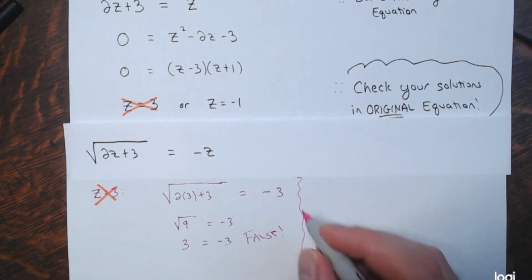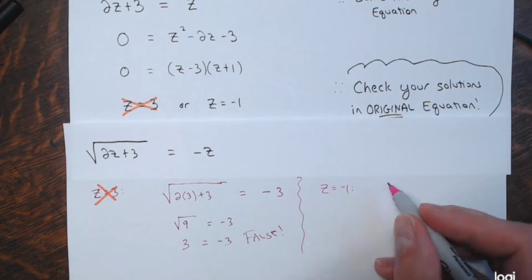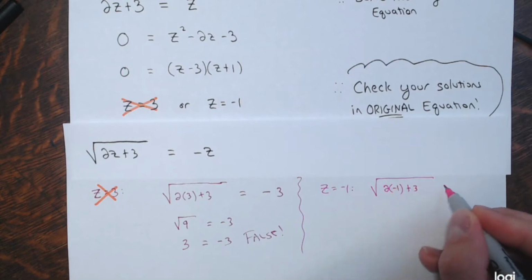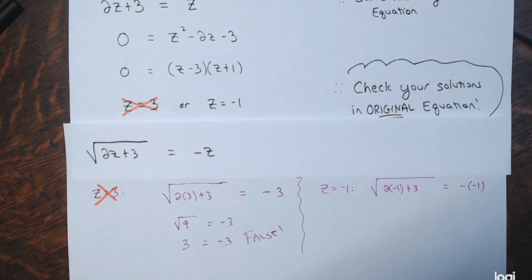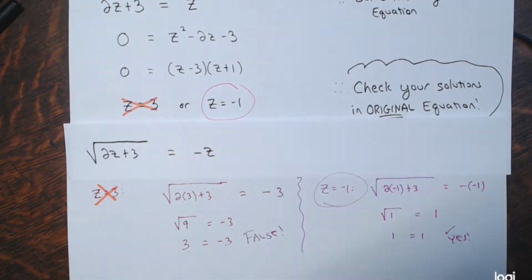Let me check the other one, negative 1. We'd have the square root of 2 times negative 1 plus 3 equals negative 1 times negative 1, the opposite, minus z. On the left side here I have the square root of 1. On the right side I have just 1. You get 1 equals 1. This works. Yes, true. So the only solution here that works in the original equation is negative 1.